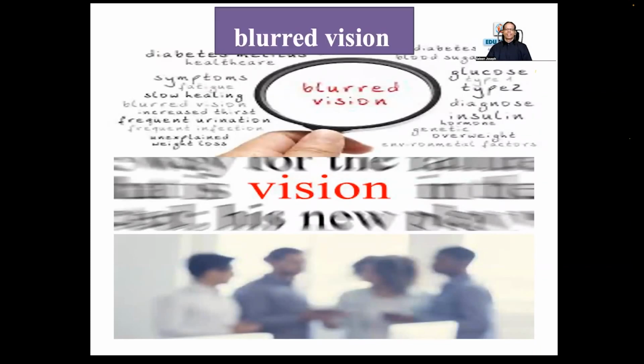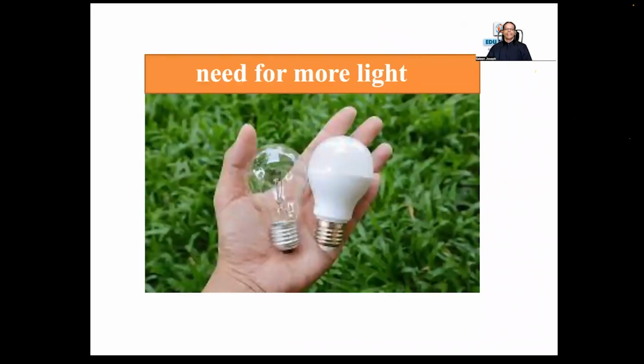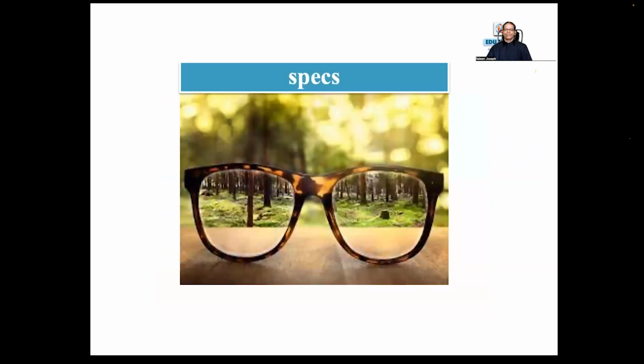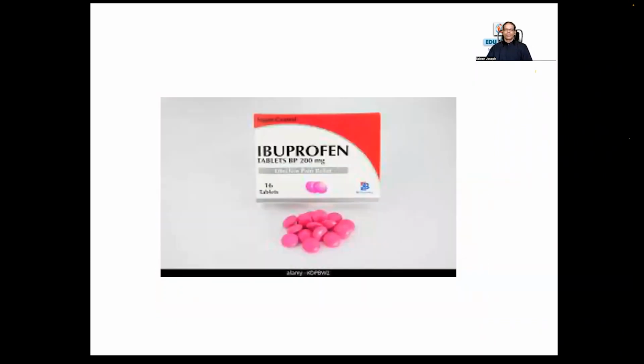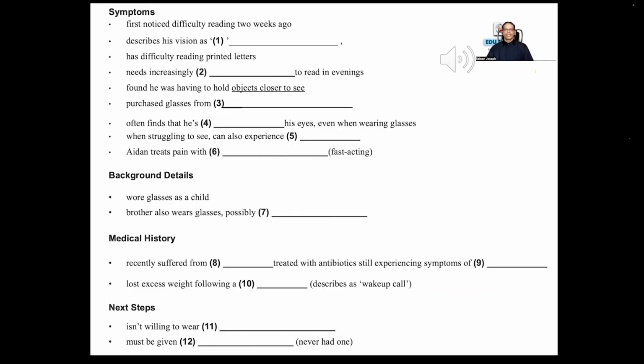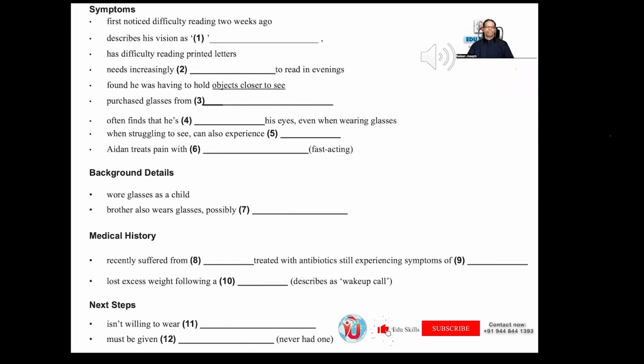So blurred vision, you should visualize these symptoms as they read. Needing more light, squinting when you are not wearing your specs or you lost your specs. Squinting eyes and specs, headache, ibuprofen, the solution for headache. And sometimes you bring things very close when you can't see, right? You have the phone or the text. Can somebody just read these?